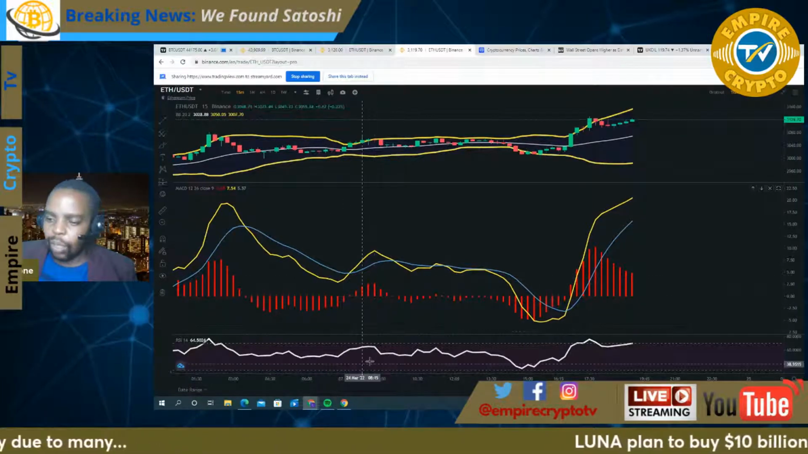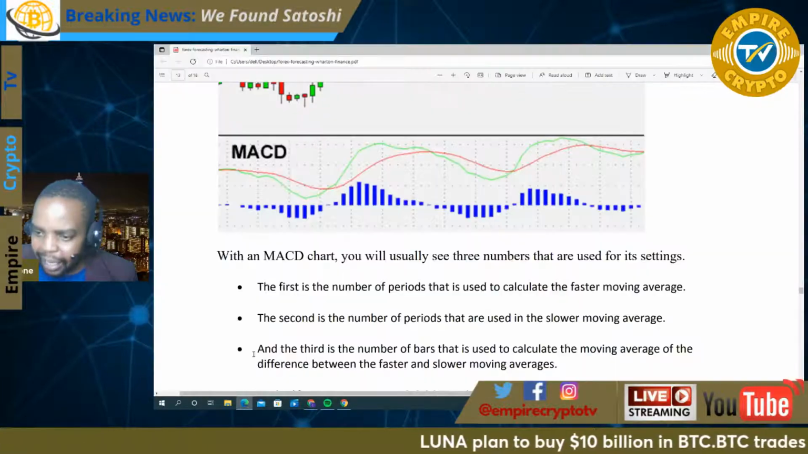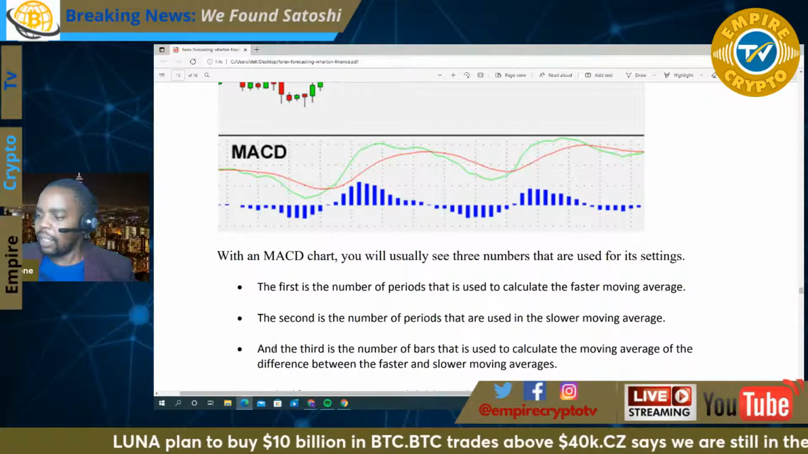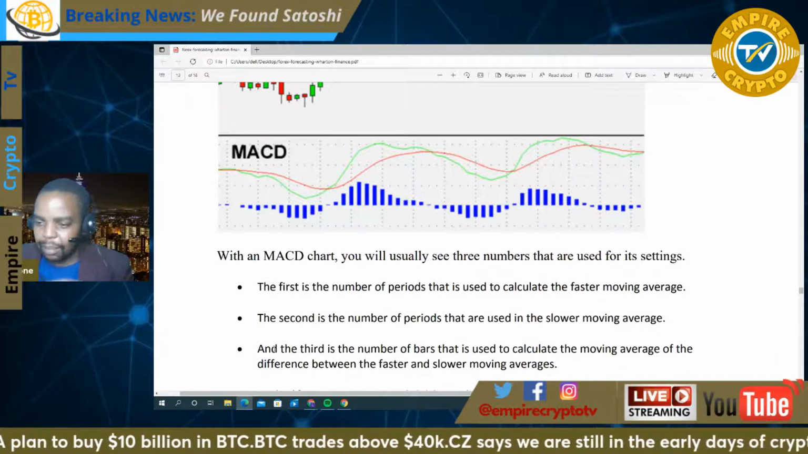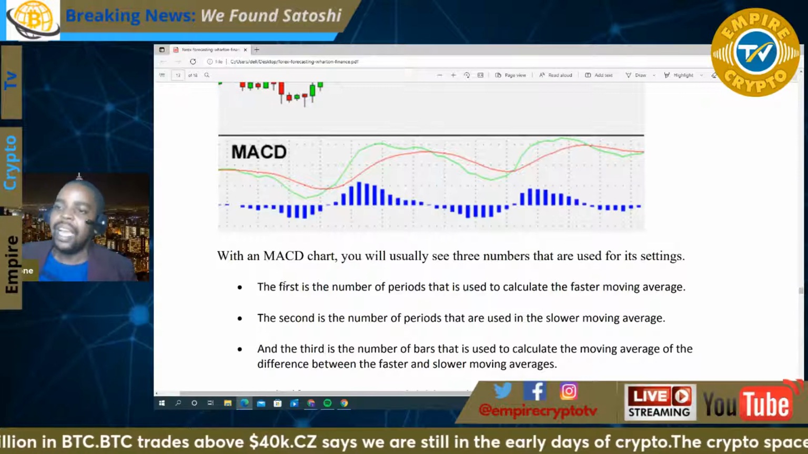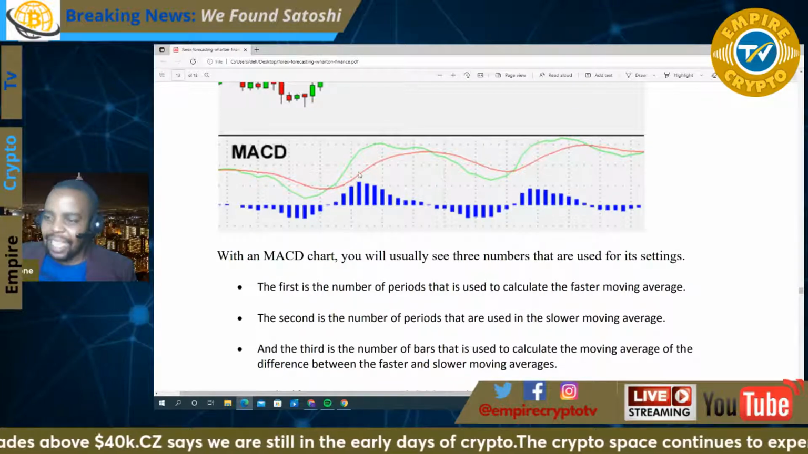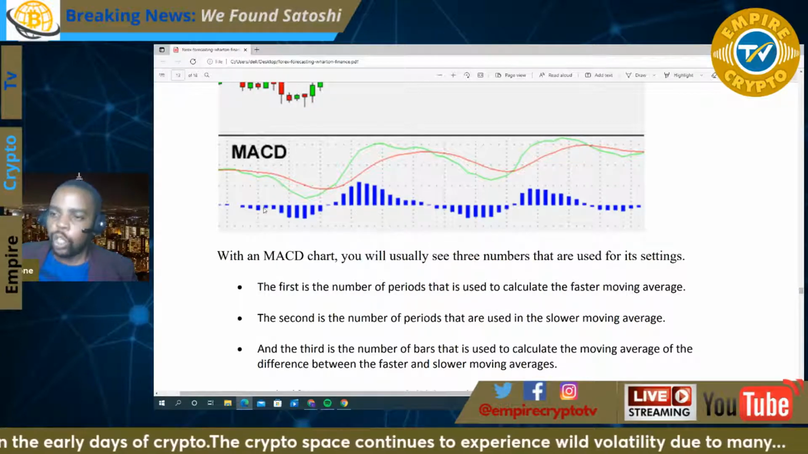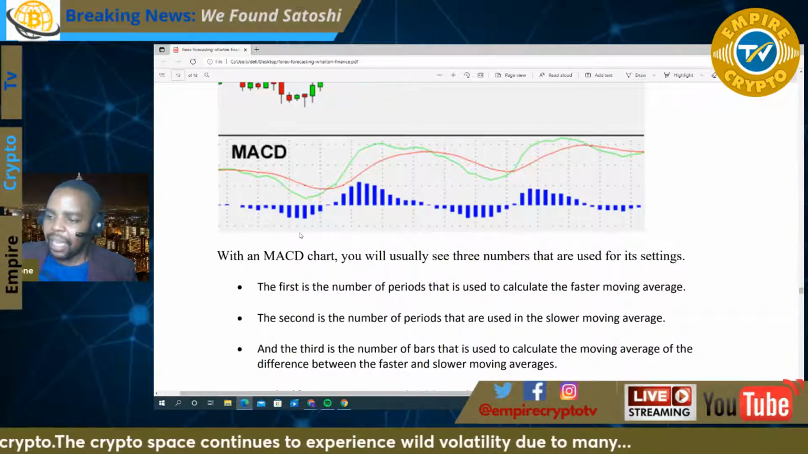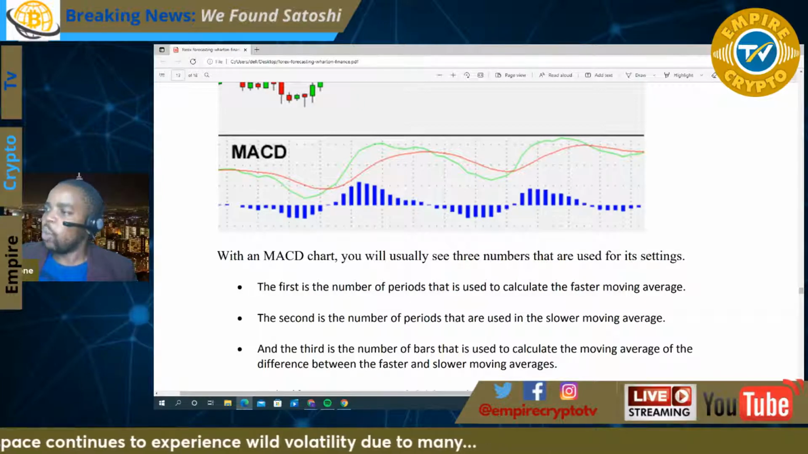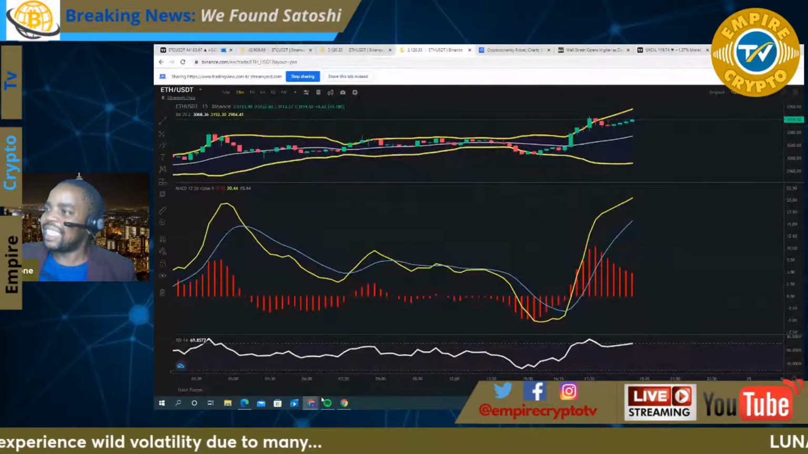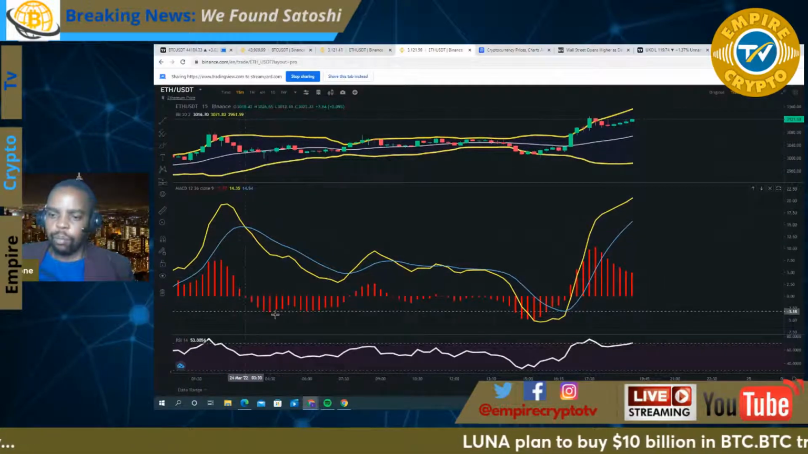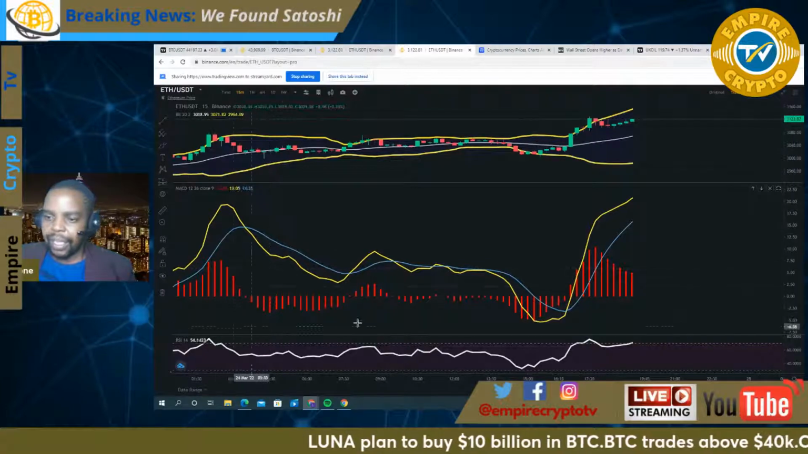Okay, let's carry on. And the third is the number of bars that is used to calculate the moving average from the difference between the faster and slower moving average. Now, the difference between the slower and the faster moving average equals this histogram here, which represents the 9 period moving average. These are the histograms that I use.